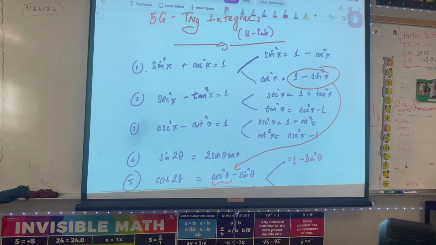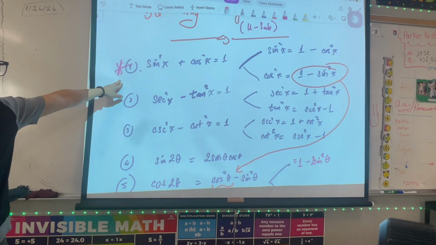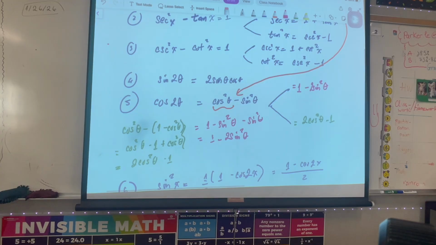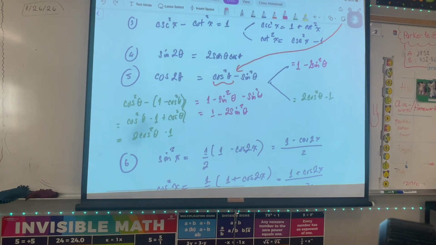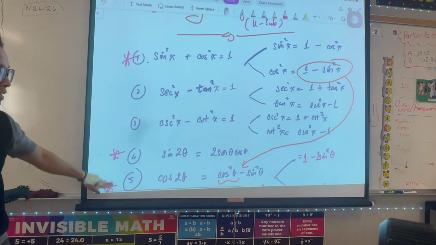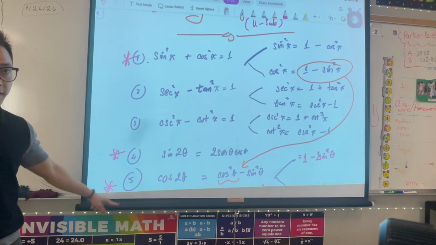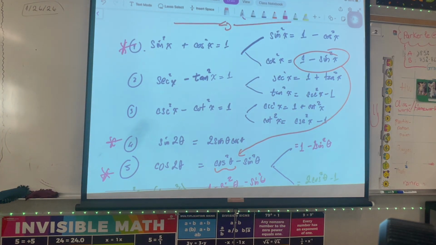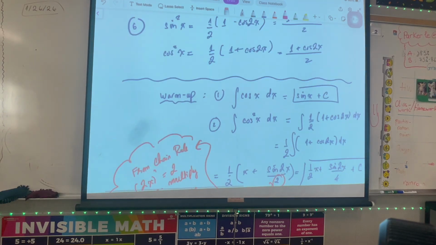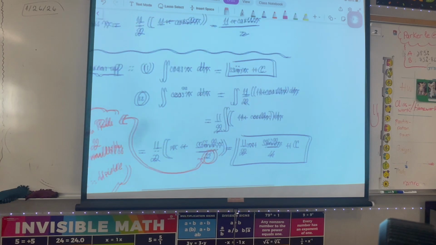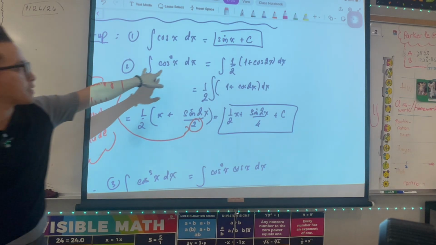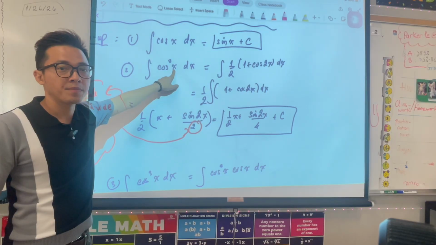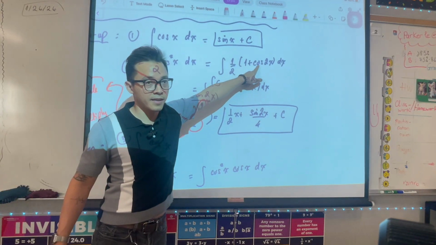This formula is very important. You need to know this. This formula and this formula, these three are very important. You will see them all the time in Calculus BC. So how do you know which one to use? For the other problem we used the half-angle one, and for this one we're using the Pythagorean. This one has just one term, then you're going to use this one.